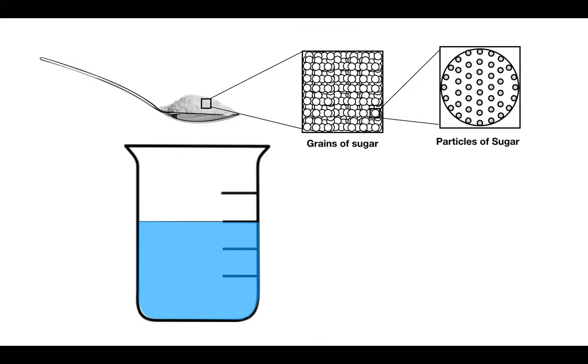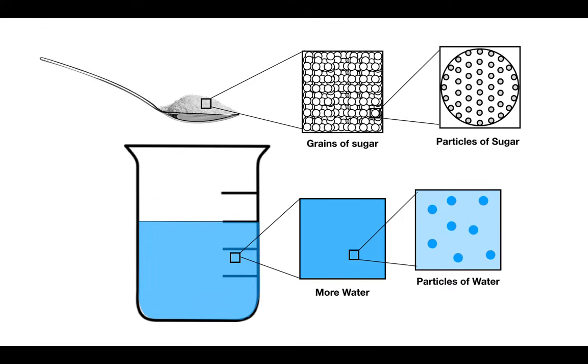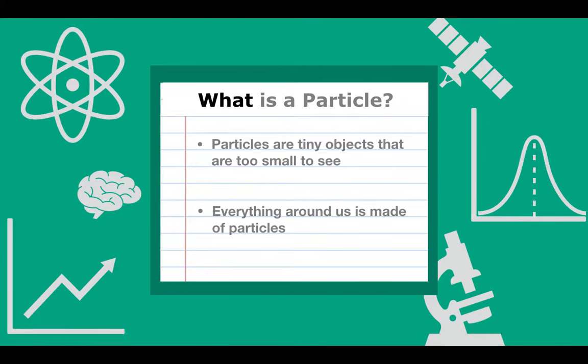And it's not just sugar, it's water too. If you zoomed in on this water, at first you would just see more water. But if you kept zooming, eventually you would find that water too is made of tiny little particles. Well, what is a particle? Particles are tiny objects that are too small to see with your eyes. Everything around us is made of particles, even if it doesn't look like it. Water is made of particles, sugar is made of particles, even you and I are made of tiny particles, too small to see.